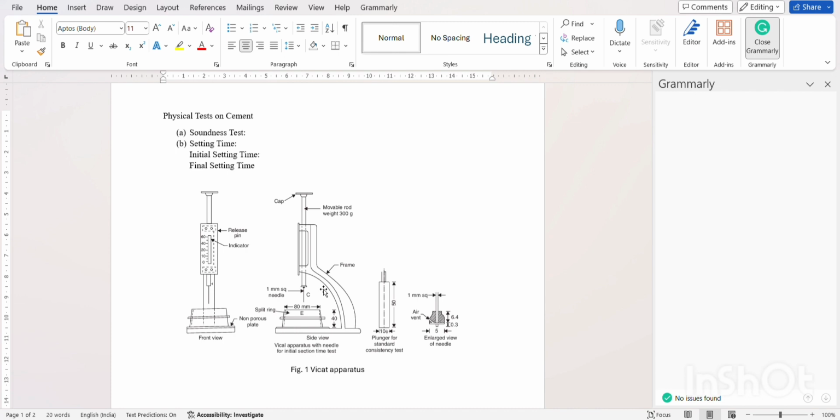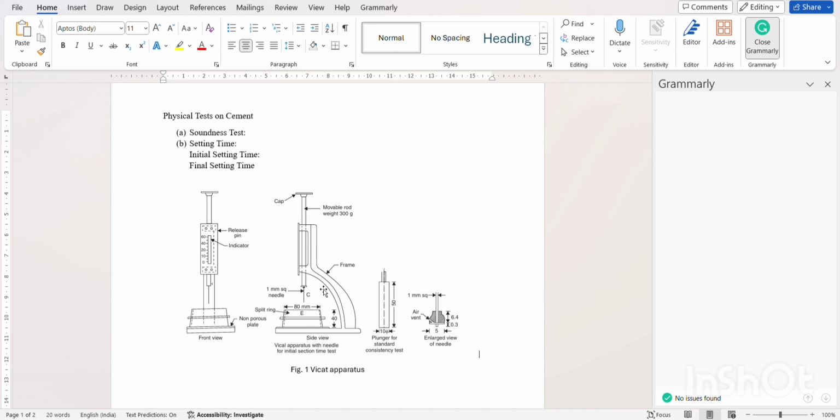The plunger is attached to the movable rod of VICAT apparatus and gently lowered to touch the paste in the mold. Then the plunger is allowed to move freely. If the penetration is 5 mm to 7 mm from the bottom of the mold, then cement is having standard consistency. If not, experiment is repeated with different proportion of water. Thus water required for standard consistency is found. Then the tests for initial and final setting times can be carried out as explained below.